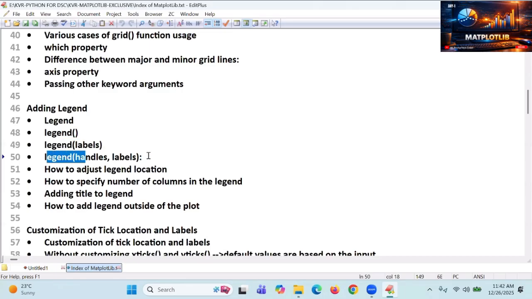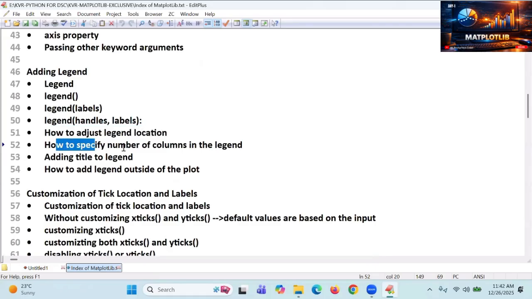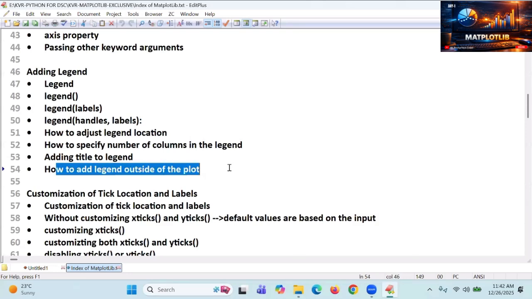Legend of labels, legend of handles comma labels, how to adjust the legend location, how to specify the number of columns in the legend, how to add a title to the legend, and how to add the legend outside the plot.